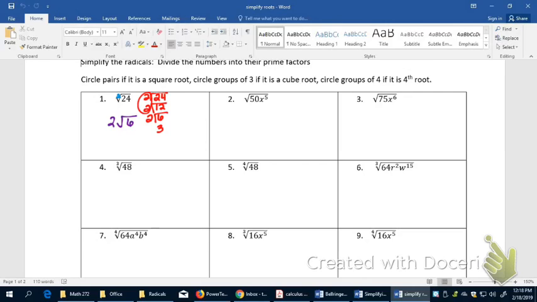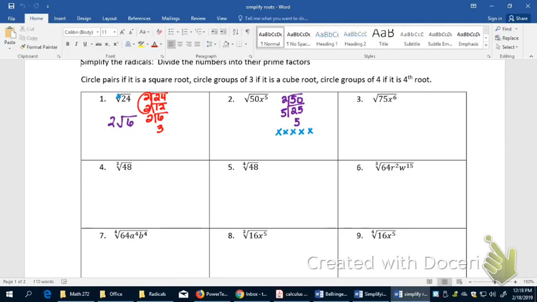Okay, let's look at how number 2 is affected by this. So we're still going to start with the 50. Forget about the x to the 5th for a second. Divide by 2. Alright, we got a 25, so let's divide by 5. And we have a 5. So we have a 2, a 5, and a 5. Alright, now time for the x's. You see it says x to the 5th? Well, that's like there being 5 x's.